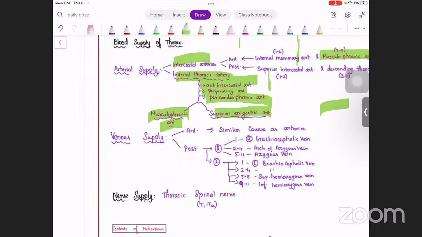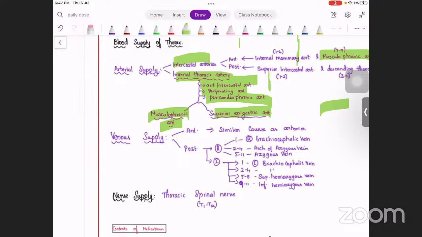Speaking about the intercostal arteries, as we said, we have the anterior and posterior intercostal arteries. The anterior intercostal arteries come from two sources. For ribs 1 to 6, they come from the internal mammary artery, and for ribs 7 to 9, they come from the musculophrenic artery, which is a branch of the internal thoracic artery that continues as the superior epigastric artery. Okay, clear?